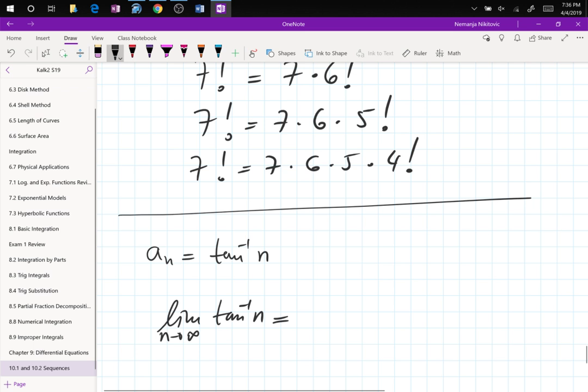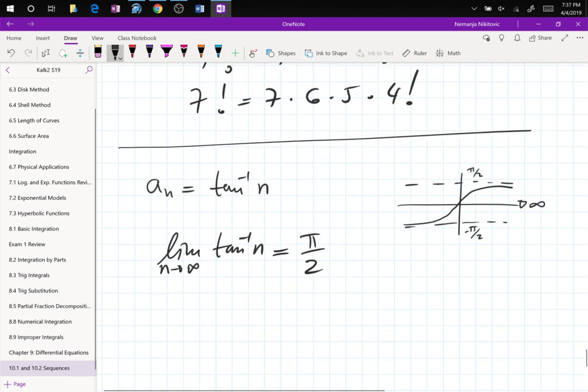All right. The answer is pi over 2, right? How did you get that? I memorized the graph for inverse tangent, and as you go to positive infinity, it approaches pi over 2. That was the only graph I said to memorize on day 1, and we used it 3 classes ago. So pi over 2.